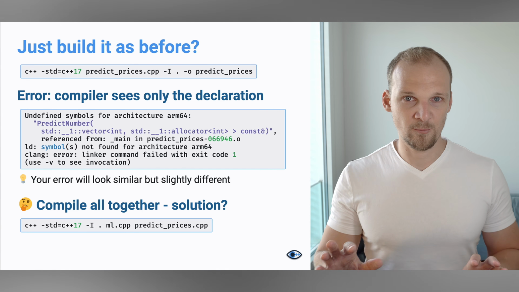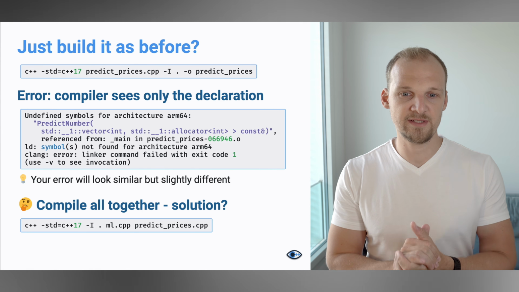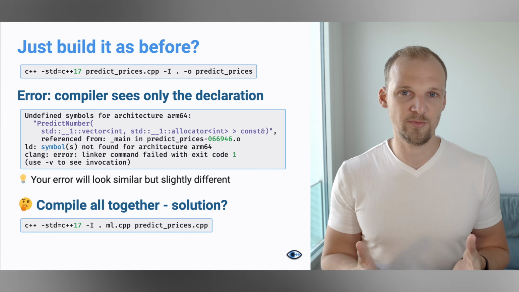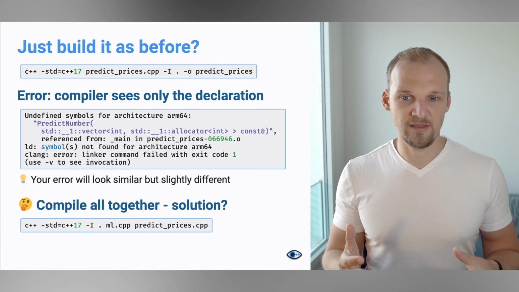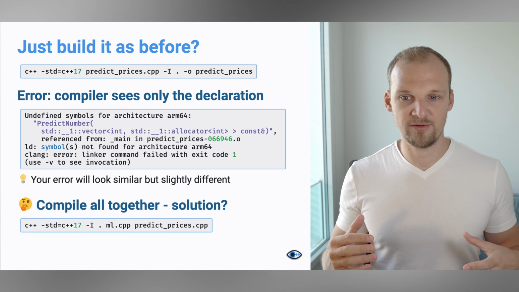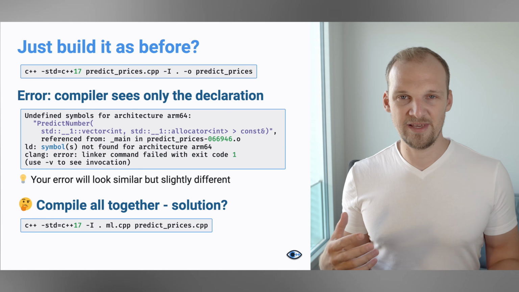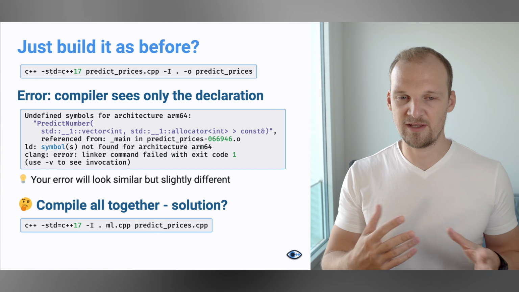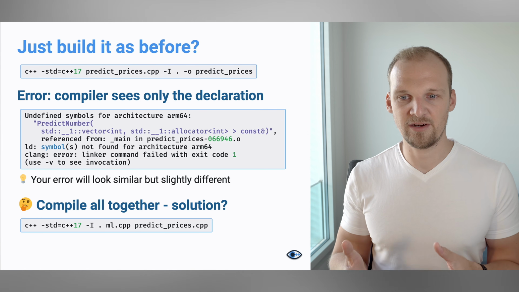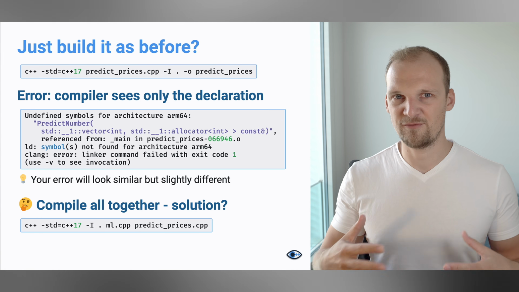And what you can notice here is that there are some new words that we didn't see before. The words are, there is this ld, and then there is something with the linker, right? So in my particular case, Clang complains that the linker command failed, so it fails to link.